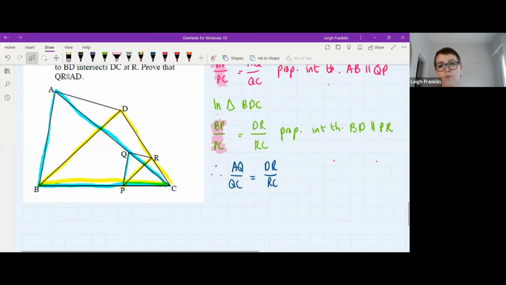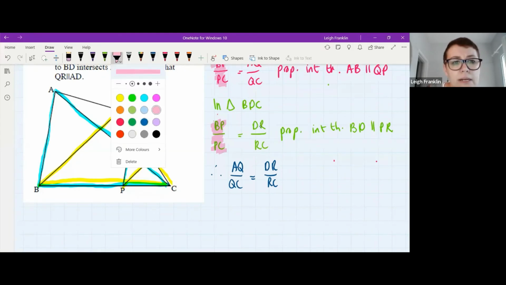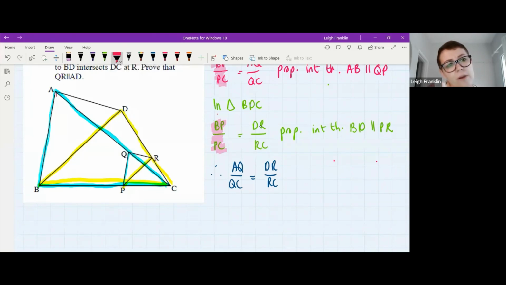Right. Now, what does that mean for us? If AQ over QC, now look at this, let's highlight this triangle. Let's use a different color. Let's go with pink, okay? So if AQ over QC equals DR over RC, those sides are in the same proportion. AQ over QC is the same proportion as DR over RC. Therefore, we are able to conclude that line QR must be parallel to line AD.